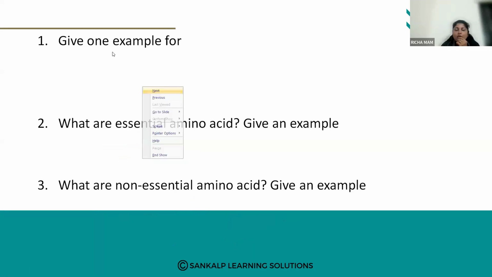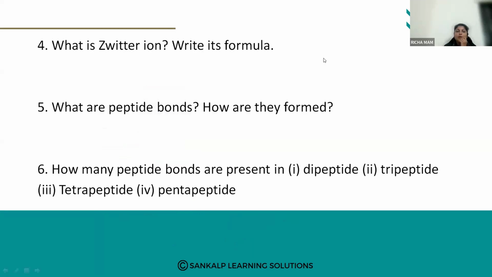What is Zwitter ion? Write its formula. So Zwitter ion is what? In aqueous solution, the amino acid exists as a dipolar ion. It exists as a dipolar ion when the amino acid is in the aqueous solution.